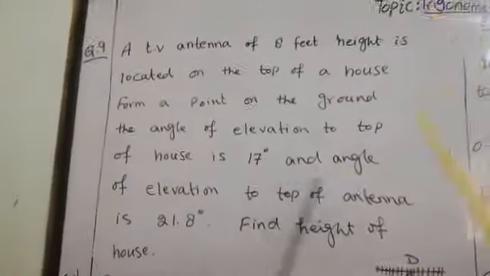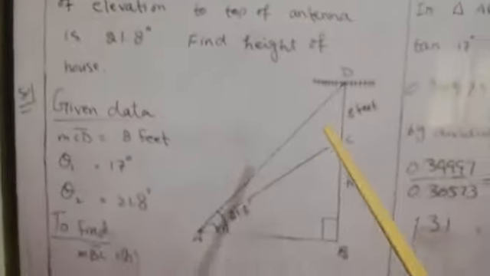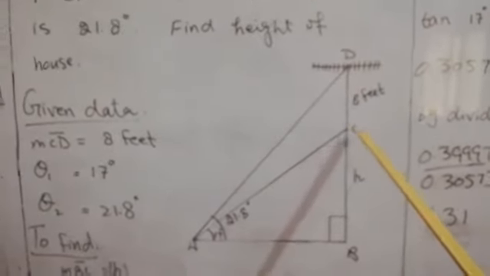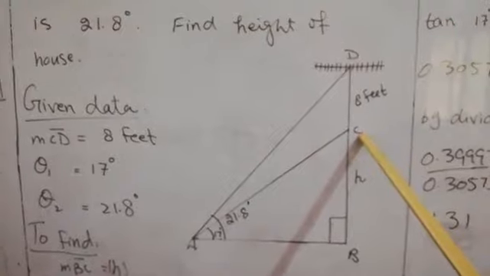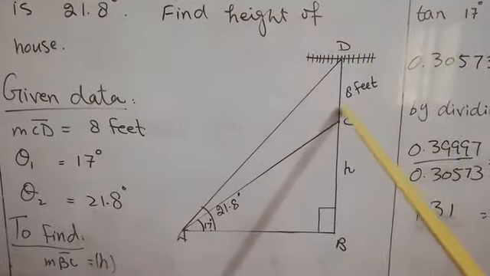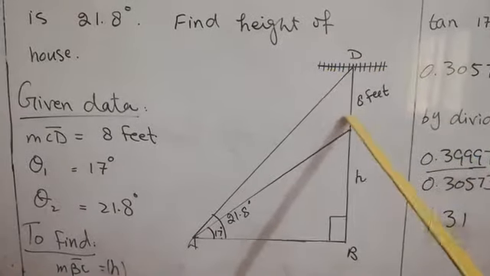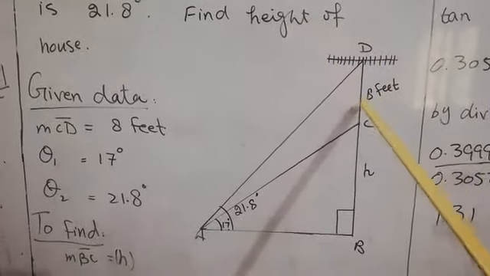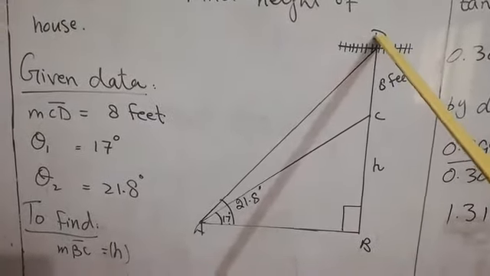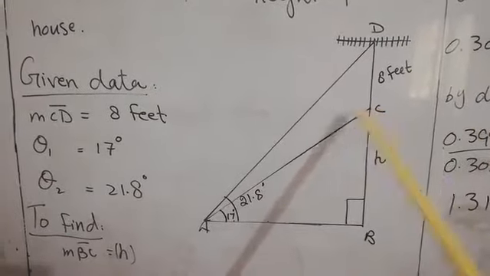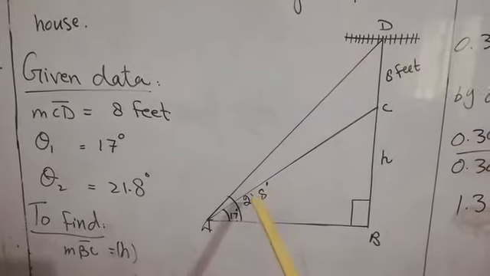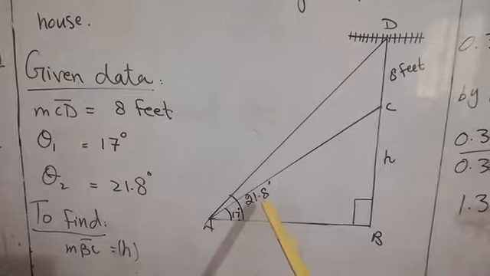According to the statement of the question, the diagram is here. My dear student, this is the roof of the house. This point C is the roof of the house and this is the TV antenna whose length is 8 feet. This is the top of the house and this is the top of the antenna, and the angle from the top of the house is 17 degrees and the angle from the top of the antenna is 21.8 degrees.